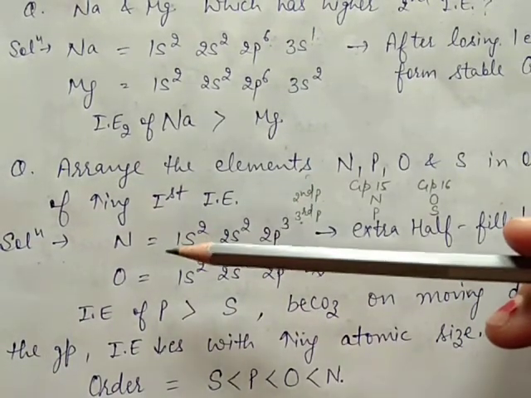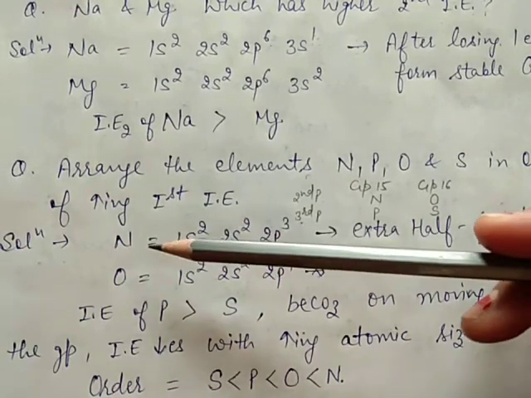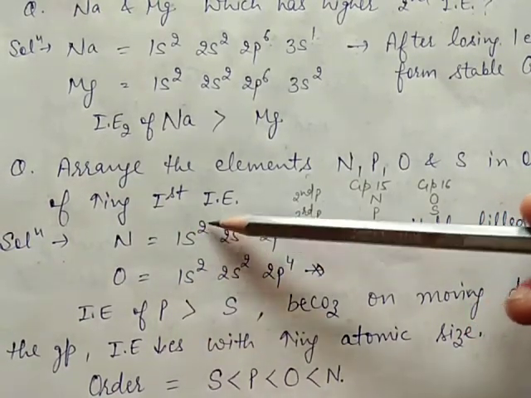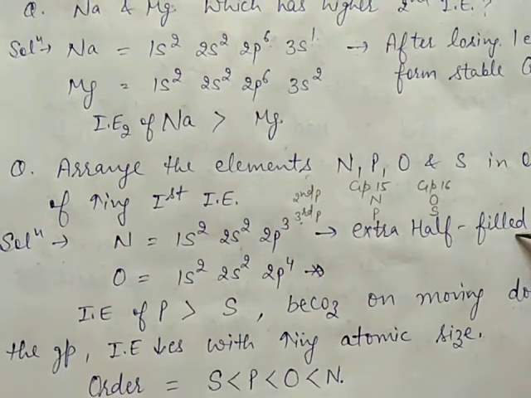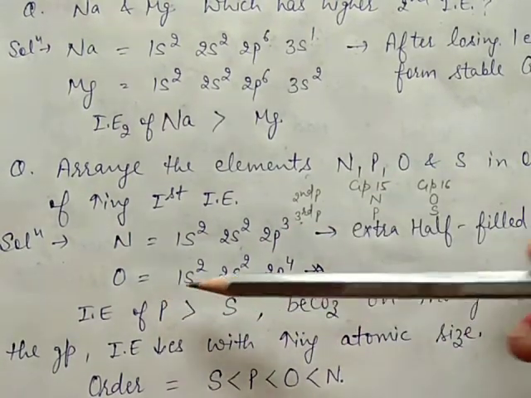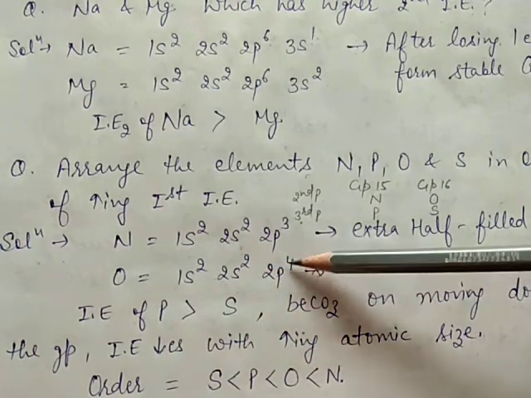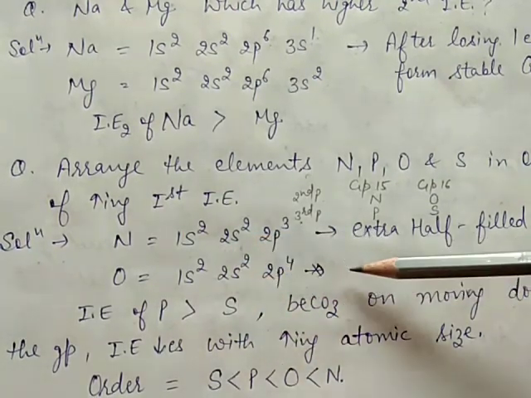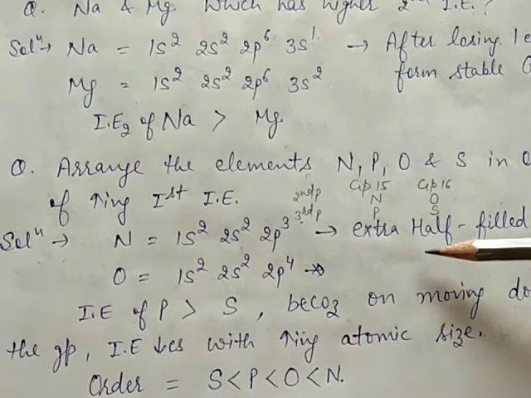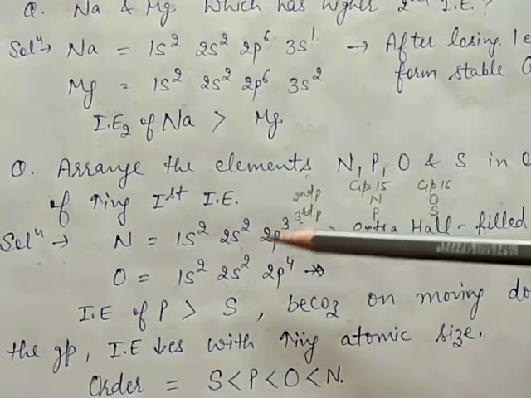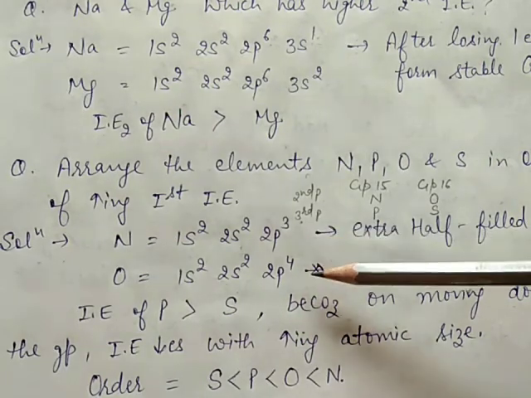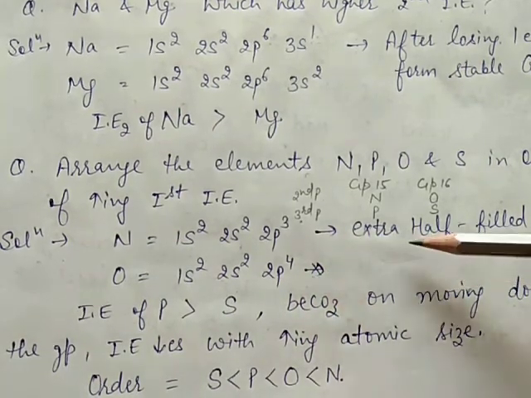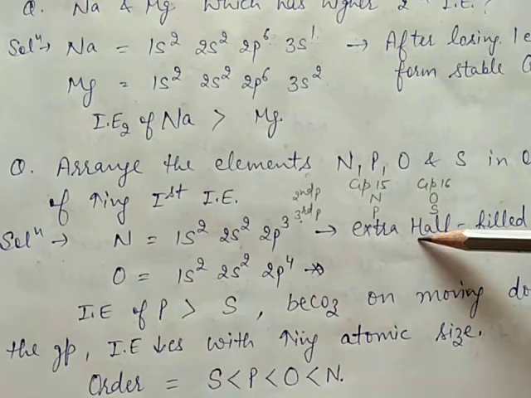First of all, write the configuration of nitrogen. Nitrogen configuration is 1s2, 2s2, 2p3. This is extra stable, half-filled. But in the case of oxygen it is 1s2, 2s2, 2p4. This is not exactly half-filled or fully filled. So the ionization enthalpy of nitrogen is greater than oxygen due to the extra stable half-filled 2p orbital.